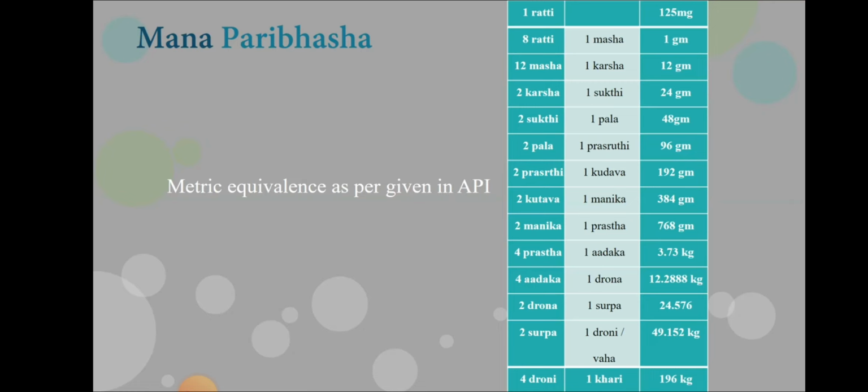And 2 shukti is 1 pala, and 2 prasrati is 192 gram, that is 1 koda. So that is the importance of Mana Paribhasha. Improper ratio of ingredients in a formulation will hamper the efficacy of the medicine and may cause toxic effects.